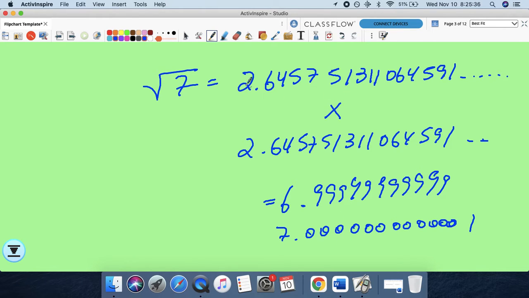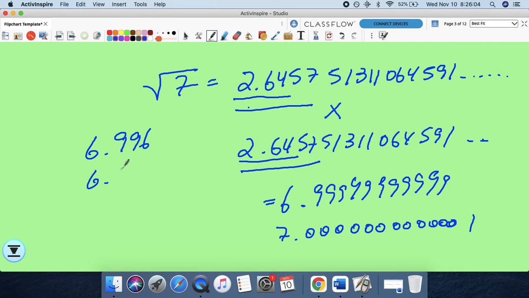So let's just say that we round this to 2.64, right? Let's multiply 2.64 times 2.64. That's going to give us 6.996. Let's multiply 2.6457 times 2.6457. I'm just going to get a few more decimals. Let's see what happens when I multiply with 4 decimal places. I get 6.99972849. So see how this number is a little bit closer to 7?